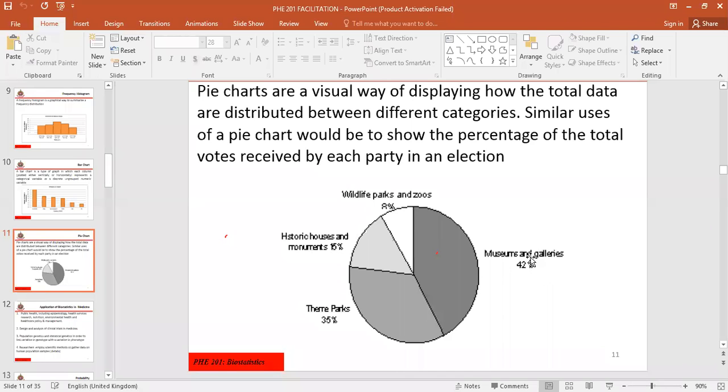Now, take for instance, museums and galleries cover two plots of land of the whole 5 plots. That means you have 2/5. Are you getting it? Times 360. Whatever you have will be the degree that you measure with your protractor in this circle.